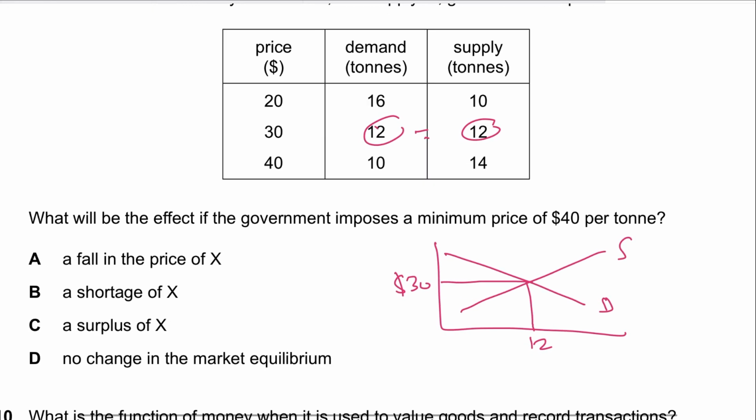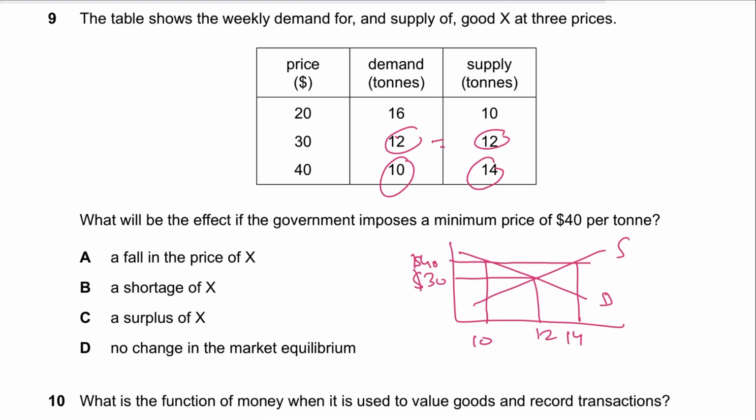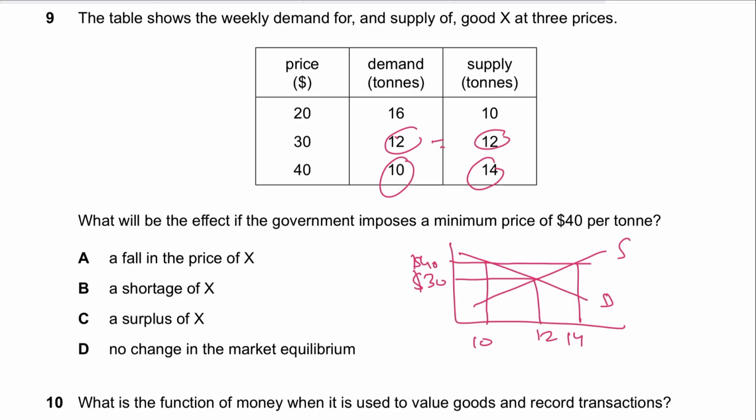So pretty simple. What happens when a minimum price is imposed? It is imposed above the equilibrium at $40. We know that the demand is going to fall to 10 while supply will extend to 14, so you have a surplus of 4 units, let's say. So question number 9, they're not asking you to measure the surplus, but the answer to question number 9 has to be C, a surplus of X.